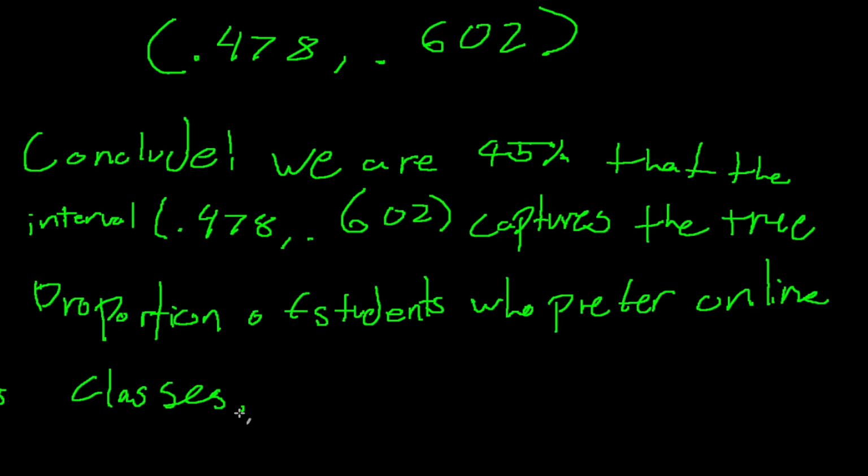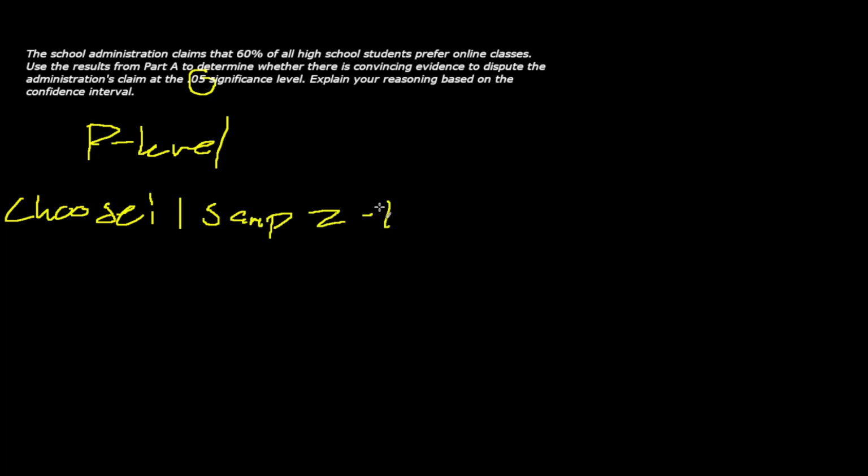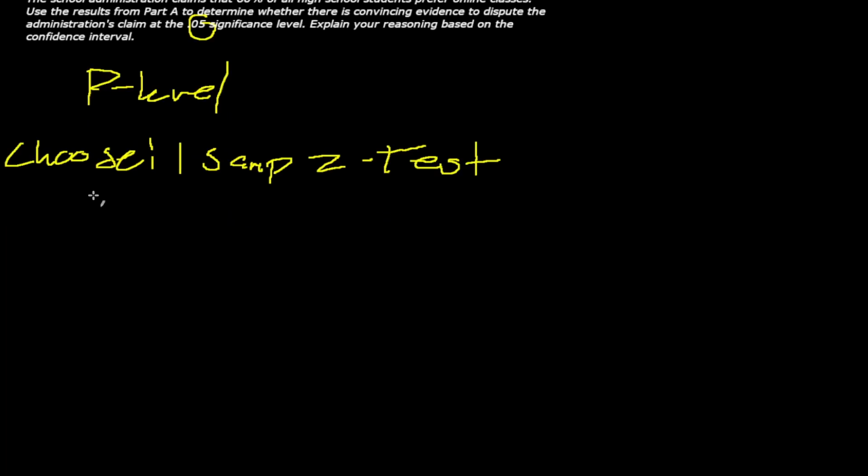We've solved part A of the problem, which was construct a 95% confidence interval for the proportion of high school students who prefer online classes. The school administration claims that 60% of all high school students prefer online classes. Use the results from Part A to determine whether there is convincing evidence to dispute the administration's claim at the 0.05 significance level. We are going to be using a test to find a p-value. Steps that we did aren't going to change, but for the choose, we are going to want to say one sample z test.